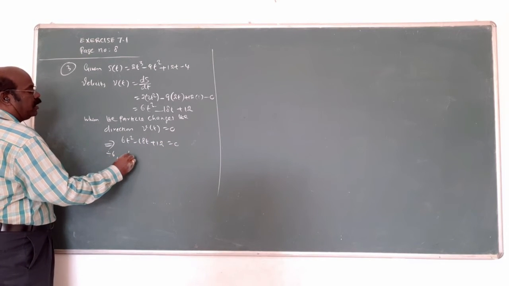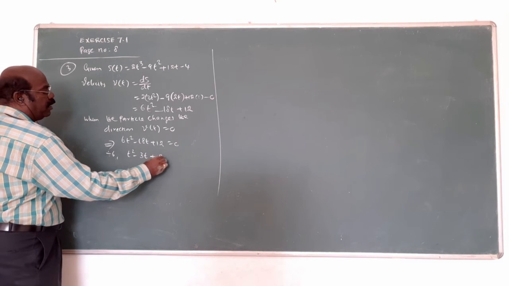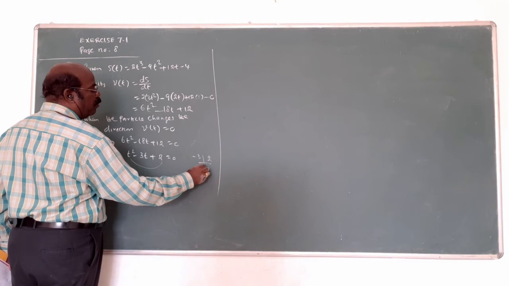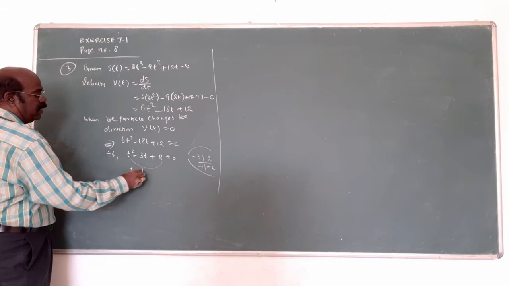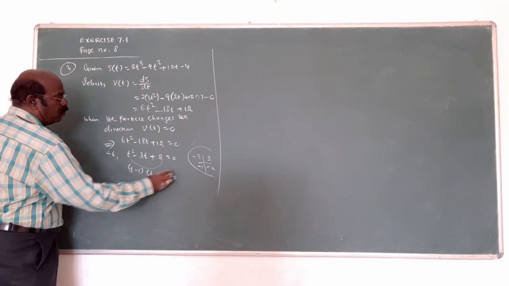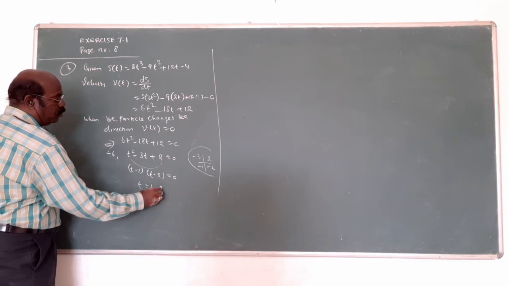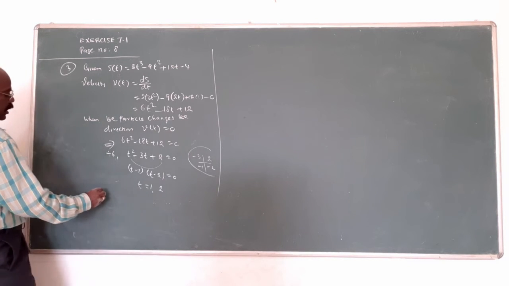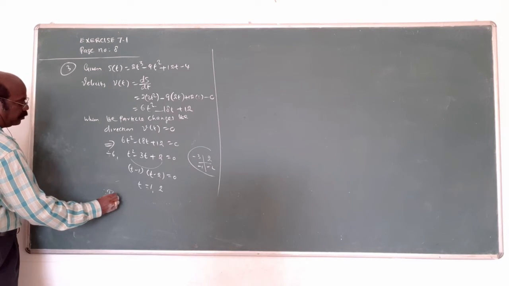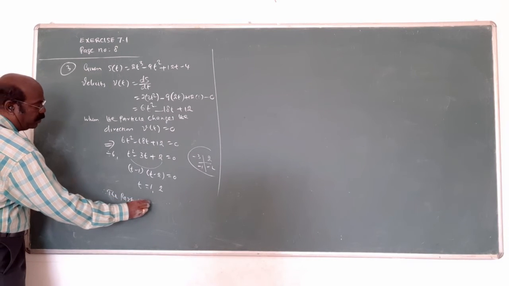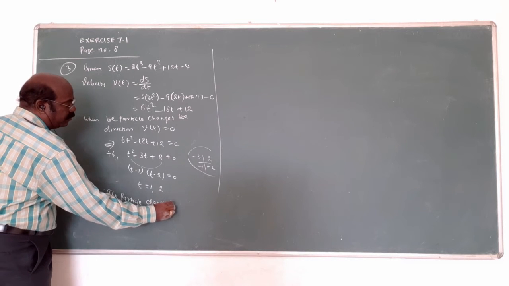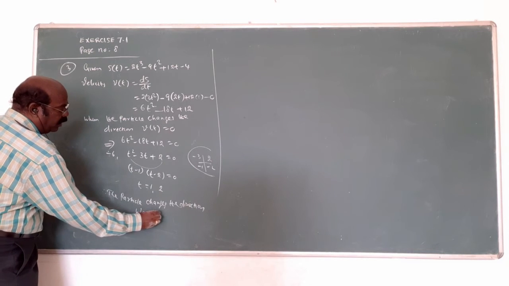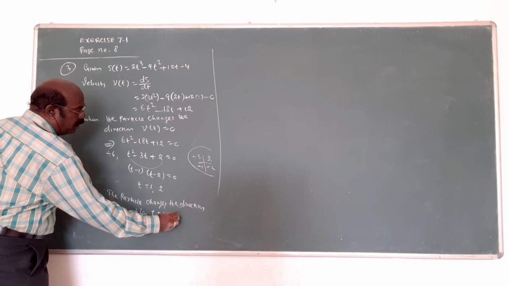Now divide by 6: t square minus 3t plus 2 equal to 0. Factorize. Product is 2, sum is minus 3: minus 1 and minus 2. That's why the factors are t minus 1, t minus 2 equal to 0. Okay? So t equal to 1 comma 2. What is being asked? At what time does the particle change direction? Therefore, the particle changes direction when t equal to 1 and t equal to 2 seconds.